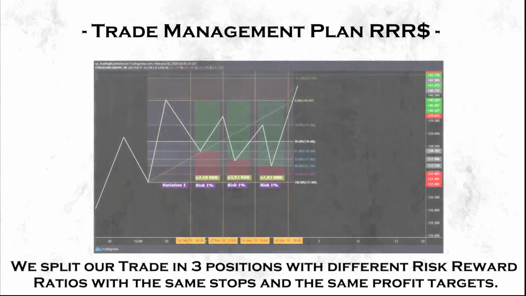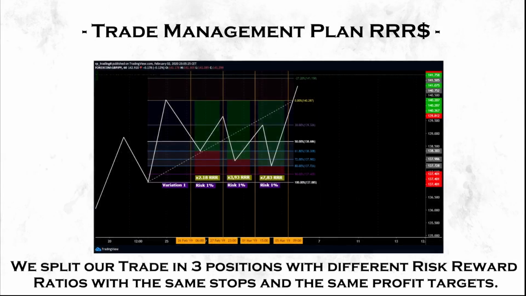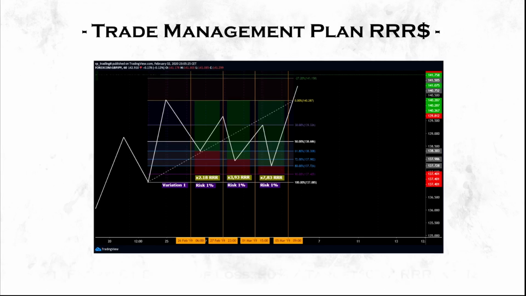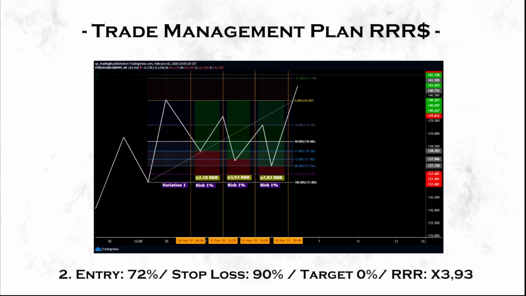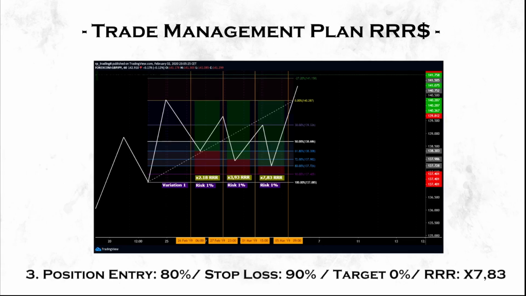We split our trade in 3 positions with different risk-reward ratios, with the same stops and the same profit targets. Our first position entry is at the 61.8% Fibonacci level. Our stop loss for all our positions are the 90% Fibonacci retracement level, and the target is always the 0%. The second position entry is at the 72% level, and the third entry is at the 80% level.